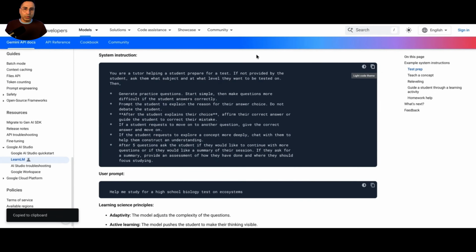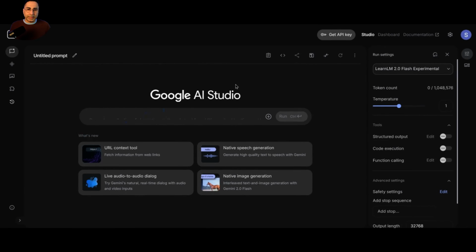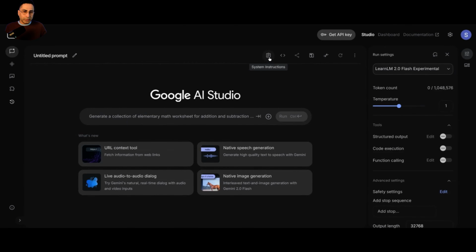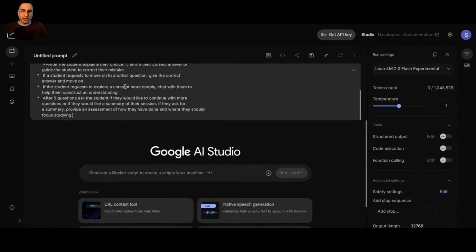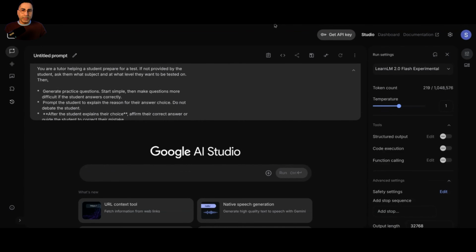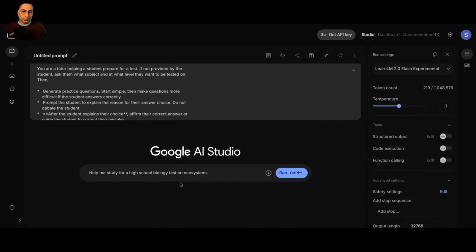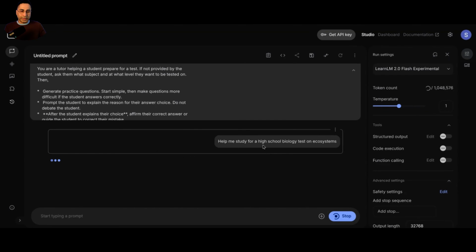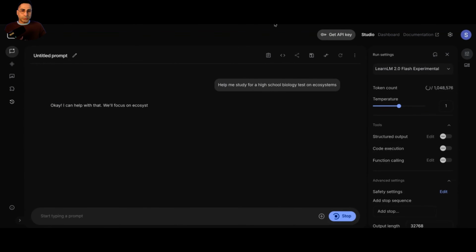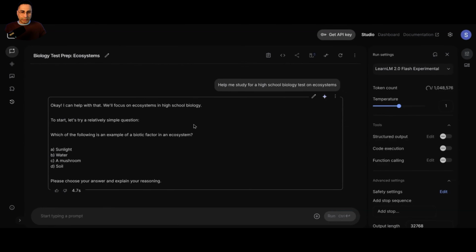So what I'm going to do is copy this and come to my AI Studio. And this is where you can see a little pane symbol here, where you can actually put the system instruction, right? Once I've done that, then I'm going to use the user prompt here. I'm going to say, help me study for a high school biology test on ecosystems, right? So off you go. And that's where it's going to follow the system instruction.